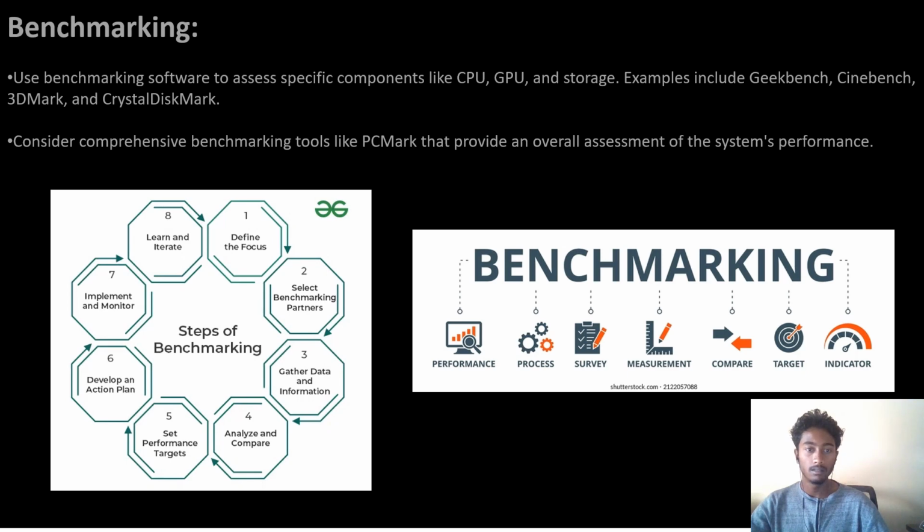Here, as you can see, are the steps for benchmarking: define the focus, select benchmarking partners, gather data and information, analyze and compare, set performance targets, develop an action plan, implement and monitor, learn and iterate. So benchmarking is generally divided into performance, process, survey, measurement, compare, target, and indicator.